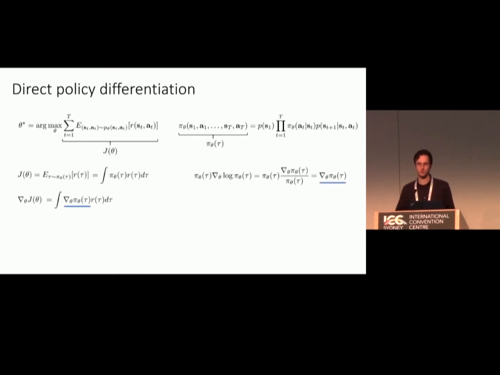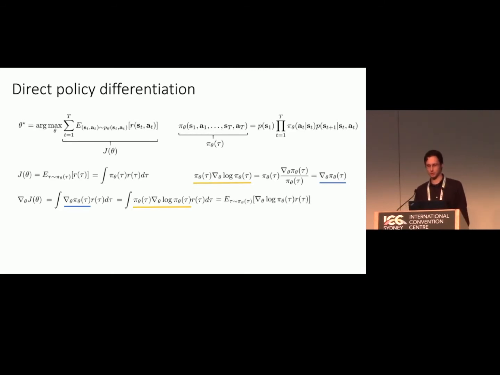And we're going to substitute this into our equation for the gradient, and we're going to get this. Now we have the integral of pi of tau grad log pi of tau r of tau, and this is just an expectation under pi of tau. So we can write it as an expectation like this.